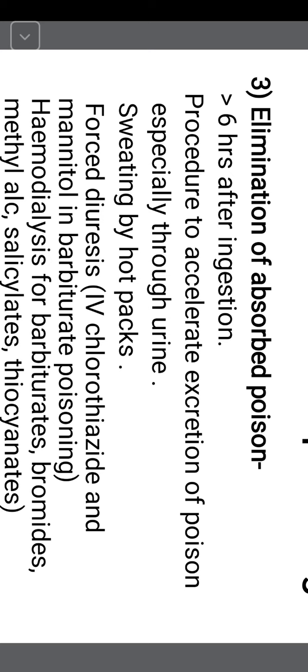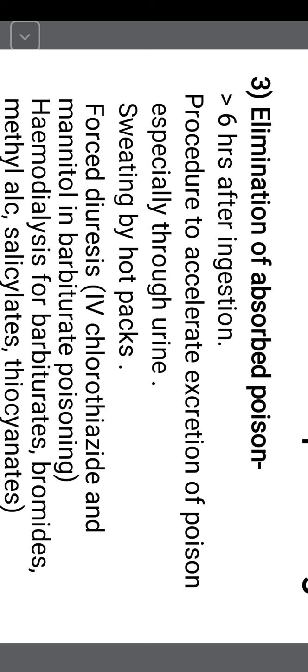So first step will be to accelerate the excretion of poison, especially through urine. So we give the medicines, or we give the treatment, which will improve the excretion of the poison through the kidney. So the excretion of the poison is to be increased, so that a large amount of absorbed poison will be carried to the kidney and it will be thrown outside the body through urine or by sweating.